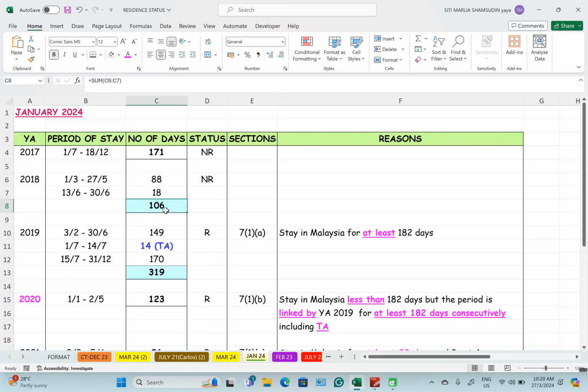So in this case, guys, do we have 3 immediate preceding years? Do we have 16? Do you have 15? Or do you have 14? Obviously, no. So, meaning to say, all section cannot be used. That's why our answer is NR. So non-resident, guys, you don't have to write this section because there is no section, there is no reason.